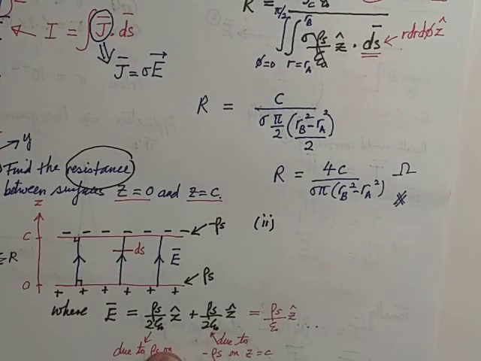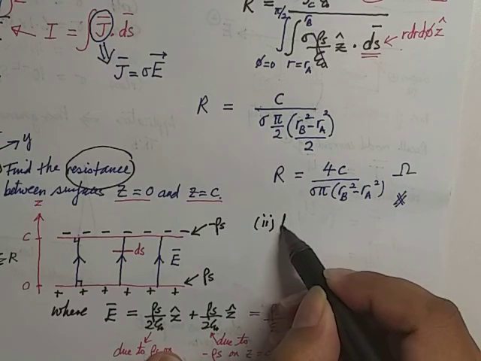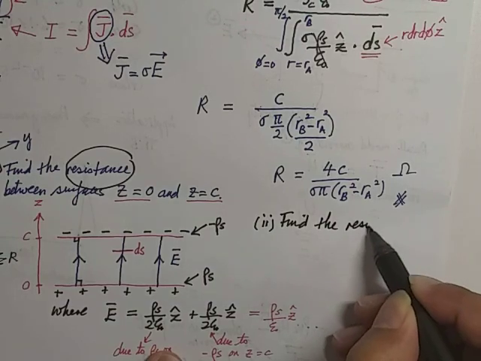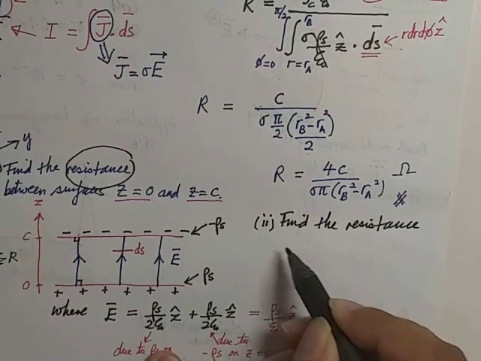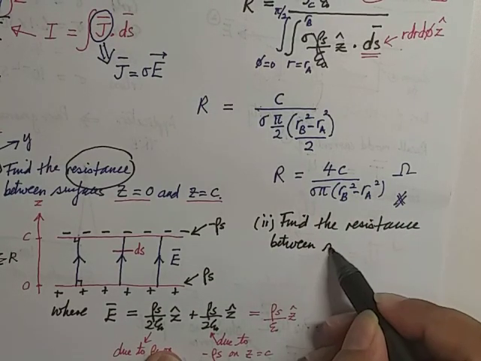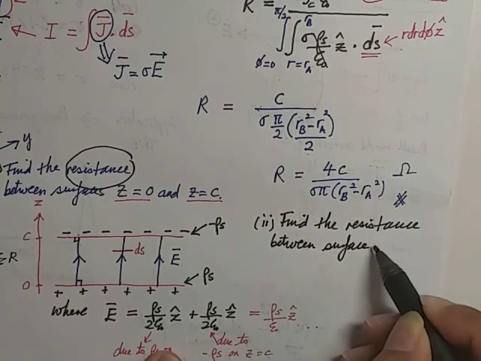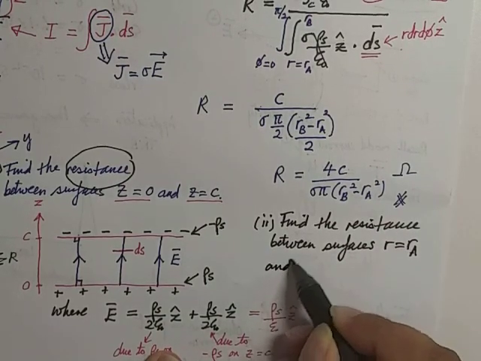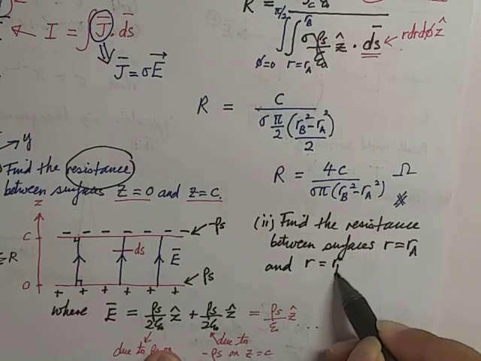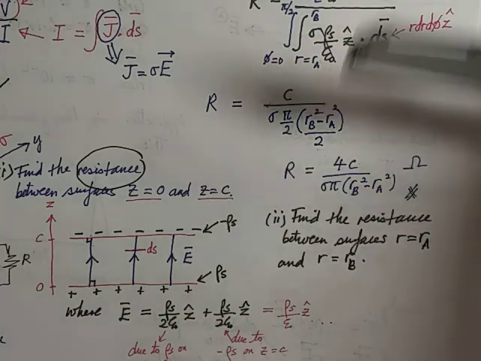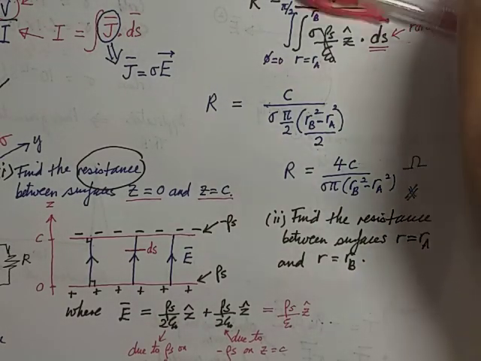Okay, so problem number 2 is based on the same structure that we have just now. Find the resistance between surfaces R equal to RA and R equal to RB. That should be your task that you need to do if you want to.